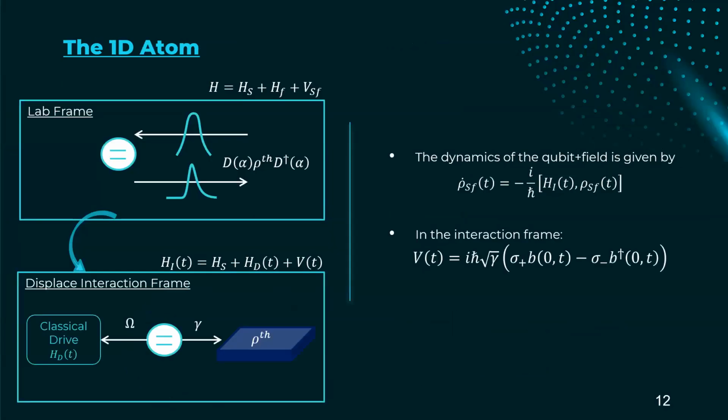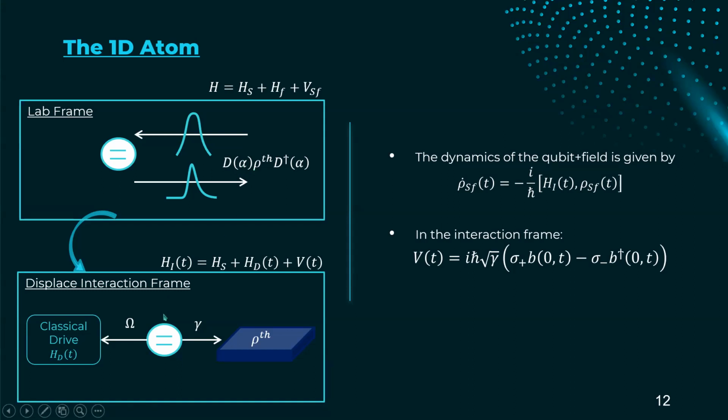Okay, so I'll show you how this external driver appears and the bath appears now. So in the lab frame, you have these displaced thermal states interacting with the qubit. Now we go to a special frame known as the displaced interaction frame, where we go to the interaction frame with respect to the field Hamiltonian, the bare Hamiltonian of the field, and we go to the displaced frame with the D alpha.